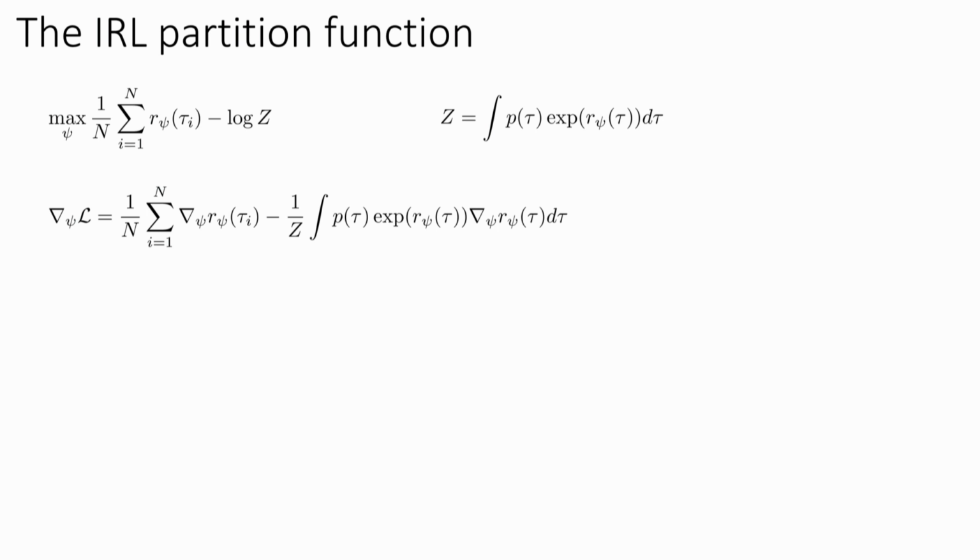Now when you take the derivative of a log, you get 1 over that number. So that's where I get the 1 over z term. And then in the numerator, I just get the derivative of the integral. Now inside that integral, the only part that depends on psi is the exponential. So I get the same p of tau. And then the derivative of the exponential is just the exponential itself times the derivative of the stuff inside the exponential. So that's where I get the grad r psi.